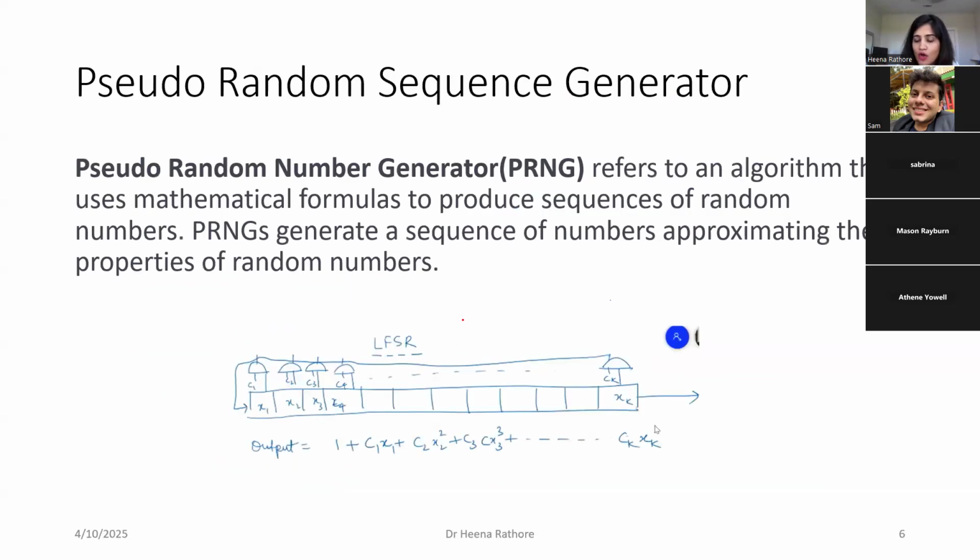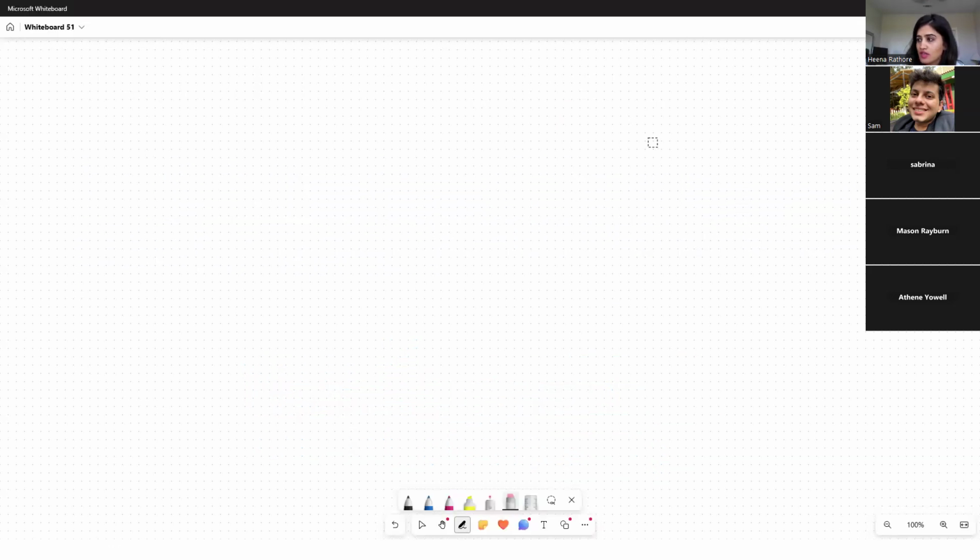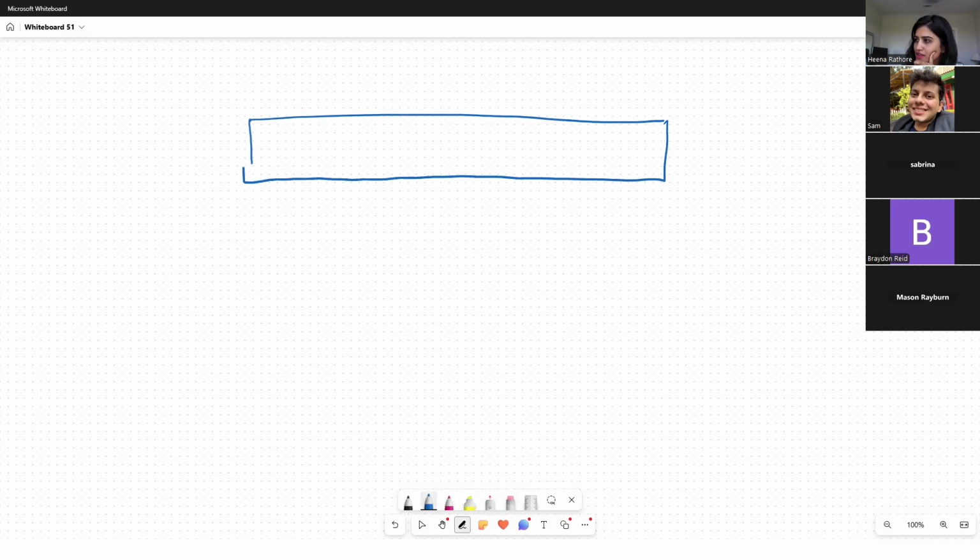So how many of you have heard about a linear feedback shift register? Anyone? LFSR. I think we did that in our computer architecture. You did? Okay. It sounds familiar, but I don't really know what it means. Okay. Same as what Brandon said.